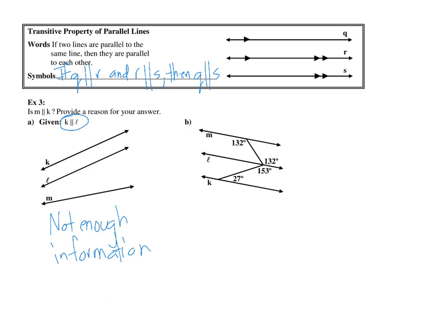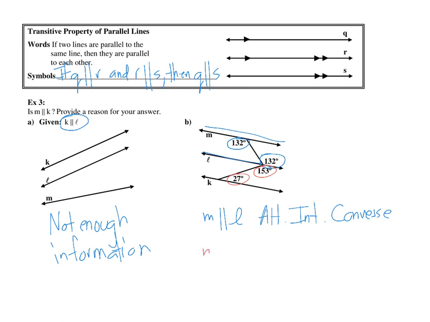Let's see, is M parallel to K? Well, I know these angles are alternate interior. So M is parallel to L by the alternate interior converse. All right, converse is when you're going backwards and showing lines are parallel. And then I have these angles here. They add up to 180.